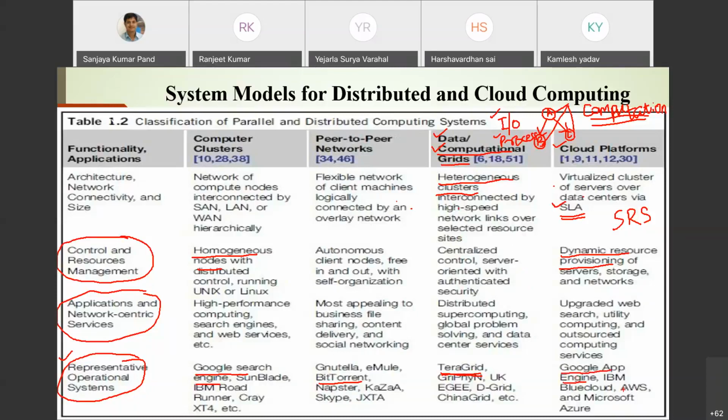Provides platform, or AWS, that is your S3, that is Simple Storage Service, or Elastic. These are the two services provided by Amazon, that we call Amazon Web Services, an example of a cloud platform. So in this manner, you can compare various parallel distributed computing systems. Many research papers also suggested that the backbone of a cloud platform is nothing but a cluster, right? Just like here it is mentioned that a heterogeneous cluster makes data or computational grids.